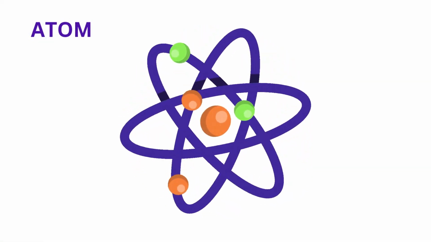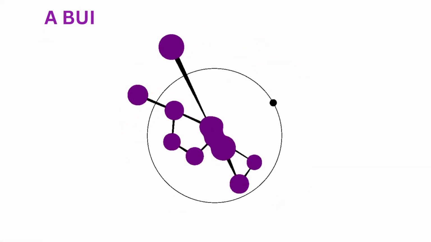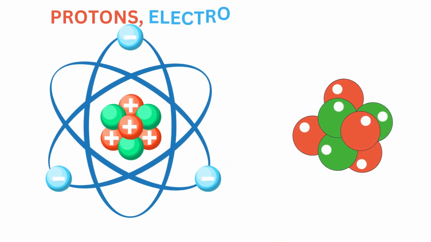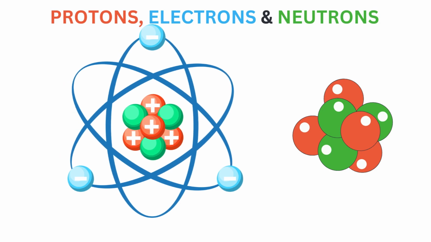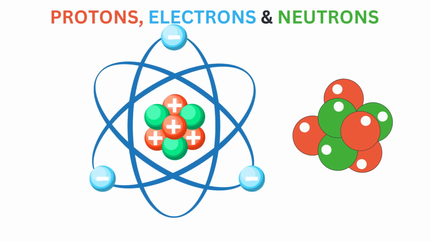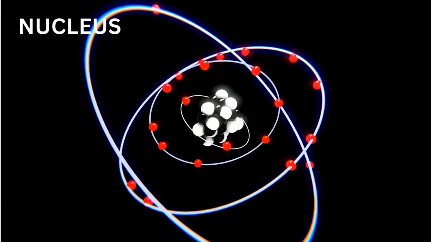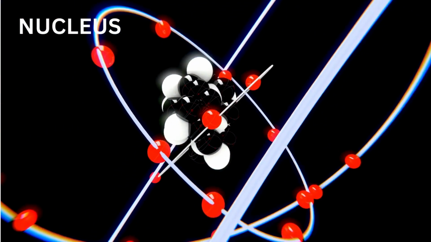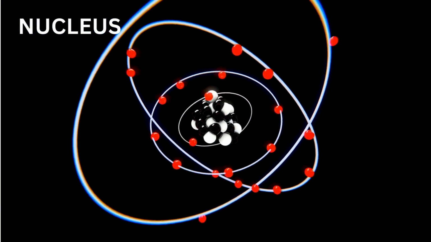An atom is the basic unit of matter, the building block of chemistry, consisting of a nucleus composed of positively charged protons and uncharged neutrons, surrounded by negatively charged electrons in orbit. The nucleus is at the center of the atom and contains most of its mass, while the electrons, much smaller in mass, move around the nucleus in orbitals.